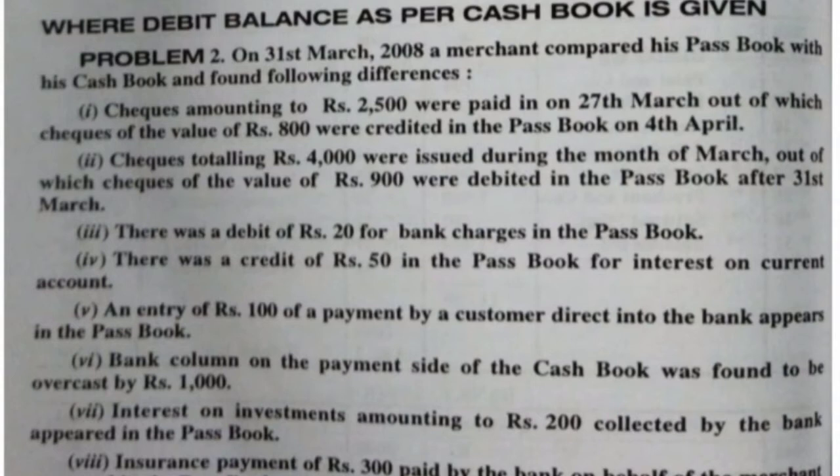So his passbook balance will get increased, right? Because it is a receipt to Bunty. So it will be credited in the passbook. So as it is a receipt and the passbook balance is getting increased, therefore we need to add that 100 rupees to the debit balance as per cash book.